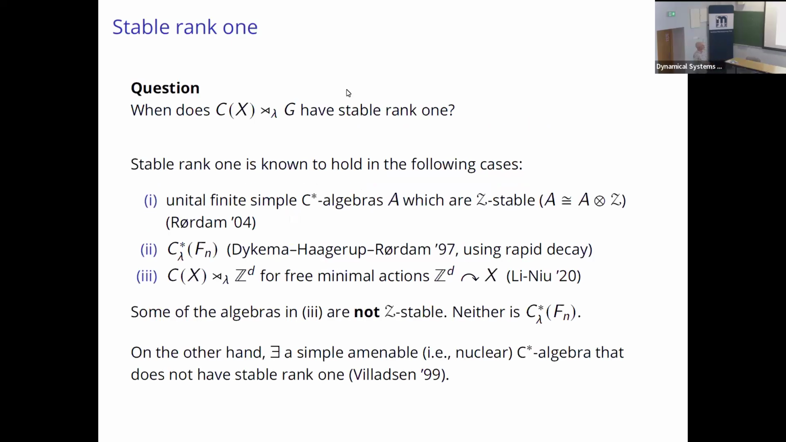And the question is, when does this have stable rank one? So this Z stability, the C-star algebraic McDuffness, it does imply stable rank one if the algebra is finite, if it doesn't have any projections that can be compressed. The C-star algebra of a free group also has stable rank one, and this was proven by Dykema, Haagerup, and Rørdam using the rapid decay property.